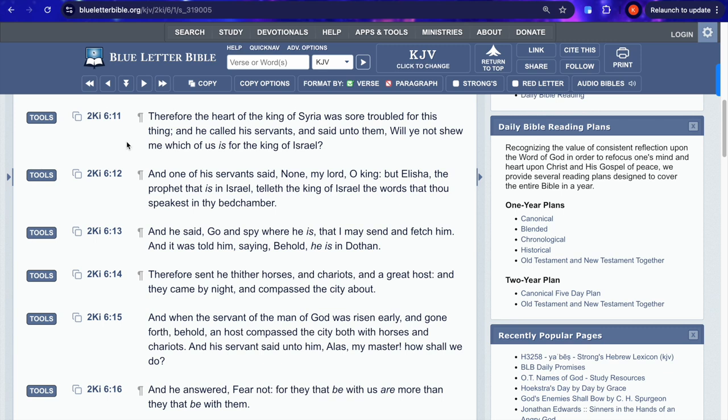Therefore the heart of the king of Syria was sore troubled for this thing. And he called his servants and said unto them, Will ye not show me which of us is for the king of Israel? So there's definitely a traitor amongst us. Who is it? Because how is it that this guy knows exactly where not to be?